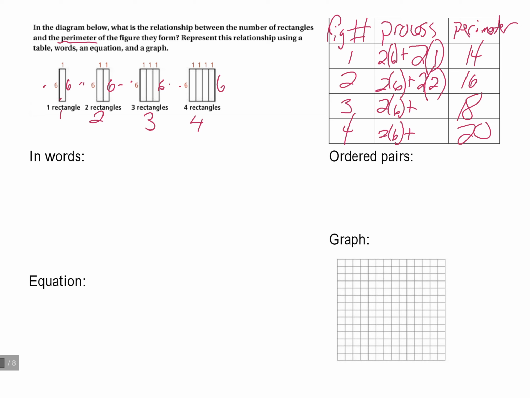2 times 6 is 12, 2 times 2 is 4, 12 plus 4 is 16. So we got the right number there, okay? So then in the third one, we have 2, the 1 and the 1 for the first rectangle, but then we have three rectangles.